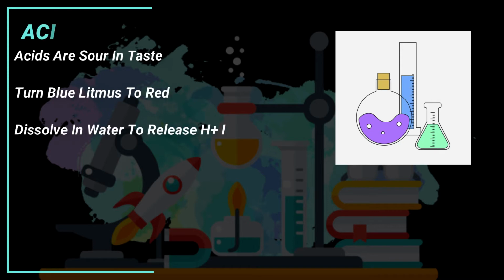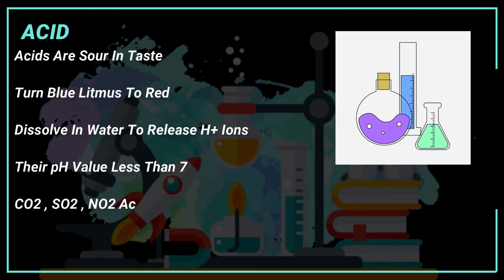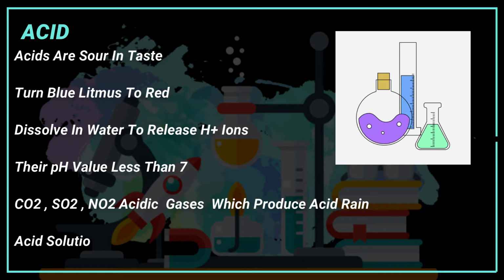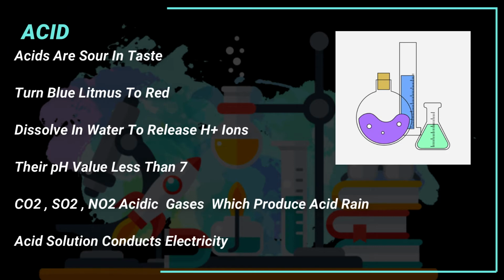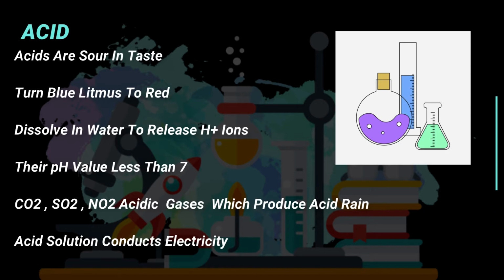Acid. Acids are sour in taste. Turn blue litmus to red. Dissolve in water to release H+ ions. Their pH value is less than 7. CO2, SO2, NO2 are acidic gases which produce acid rain. Acid solution conducts electricity.